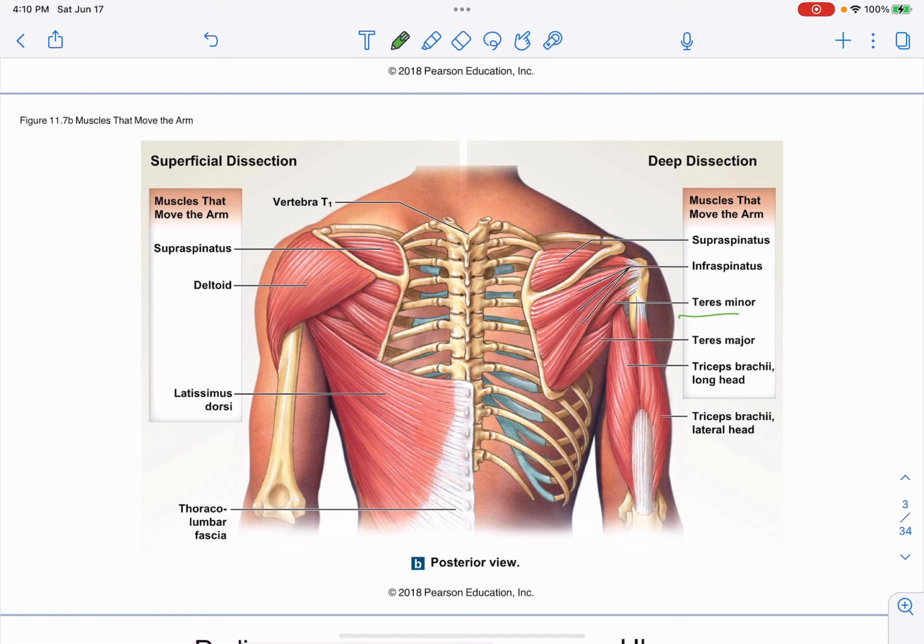So you can see teres minor here. You can see that teres major is going to insert much lower on the humerus. So I just wanted to make sure that you had these slides as well. We already went over the lats, the latissimus dorsi.